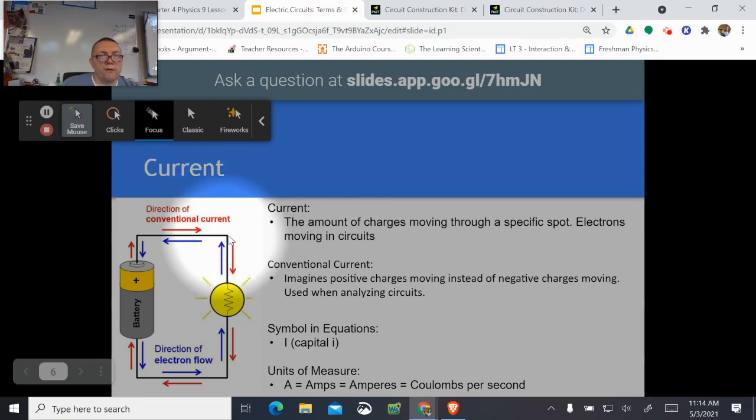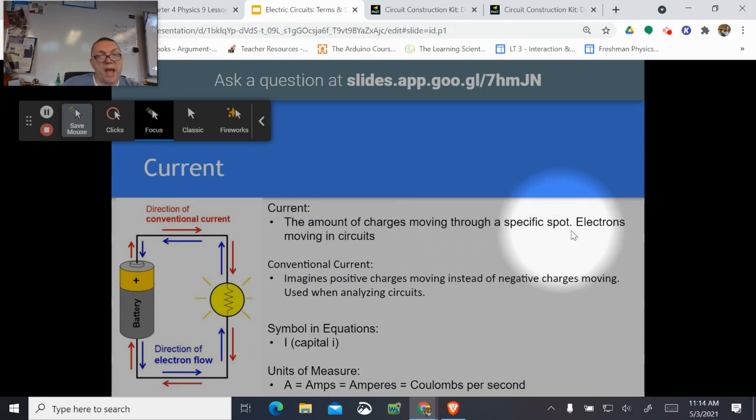So if we're looking at this area right here, the current is how many charges per second go past this spot. And charge is measured in coulombs. So it's coulombs per second going past this spot. And in reality, if it's a wire, it's electrons, it's negative charges.